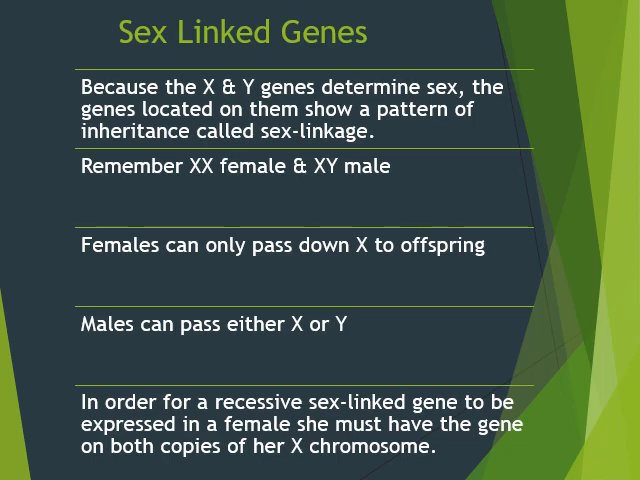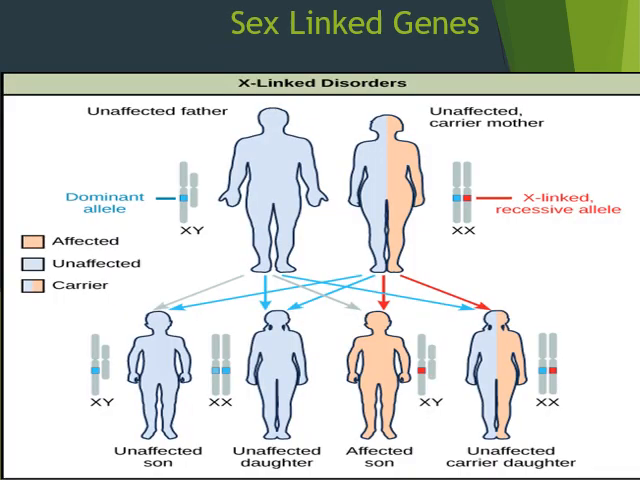In order for a recessive sex-linked gene to be expressed in a female, she must have the gene on both copies of her X chromosome. Otherwise, she's going to have a dominant one to cover it up. So we've got our dominant alleles.